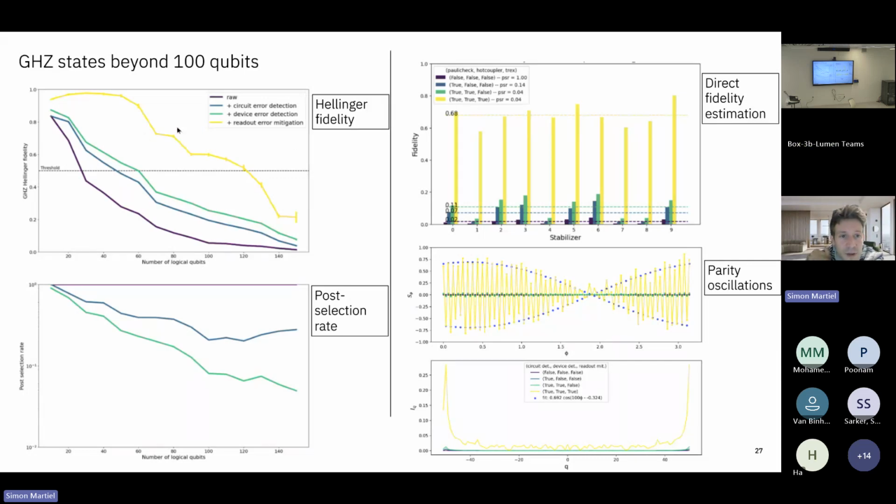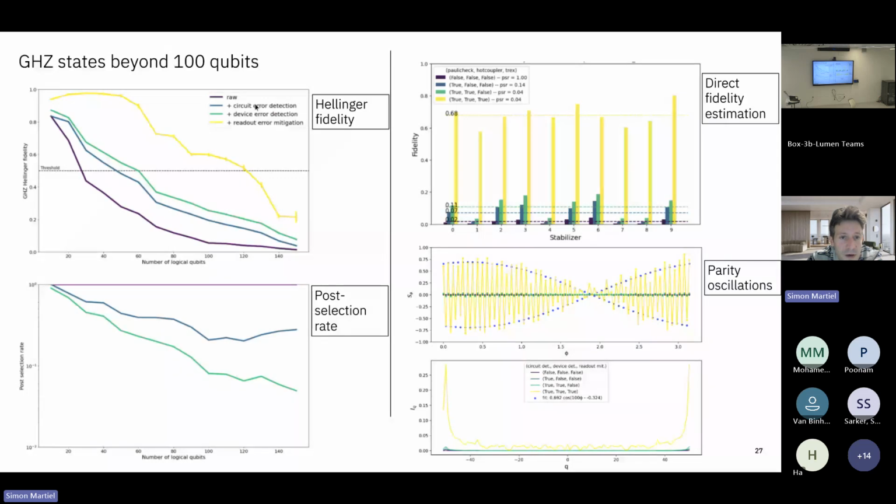And you can see here that I have four curves. The deep purple curve here corresponds to the raw circuit. You just run the circuit, measure the qubits, and compute the fidelity you get. And you can see that this quickly drops. Here we set some arbitrary threshold to 0.5, meaning that half of the time we prepared the correct state. And if you go beyond, let's say, 30 qubits, you fall under this threshold.